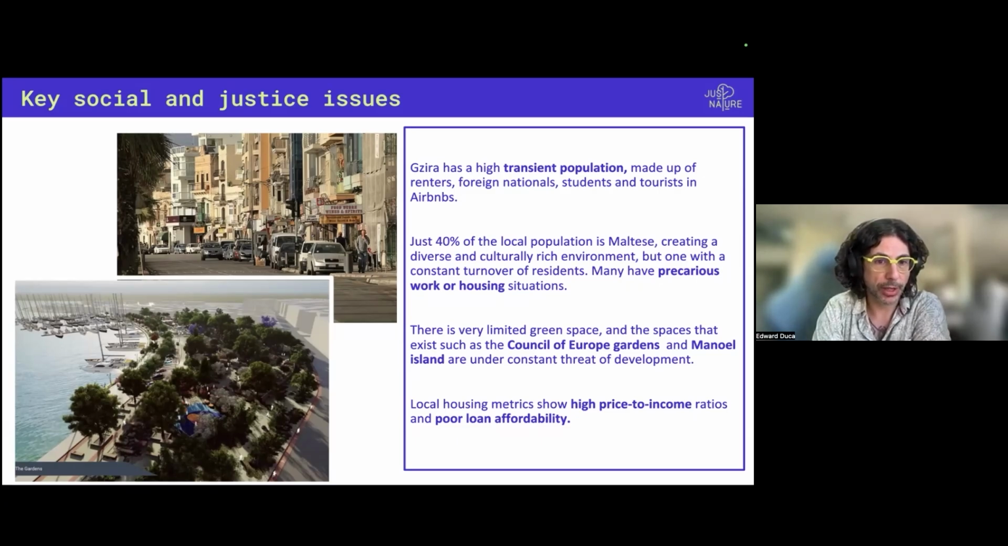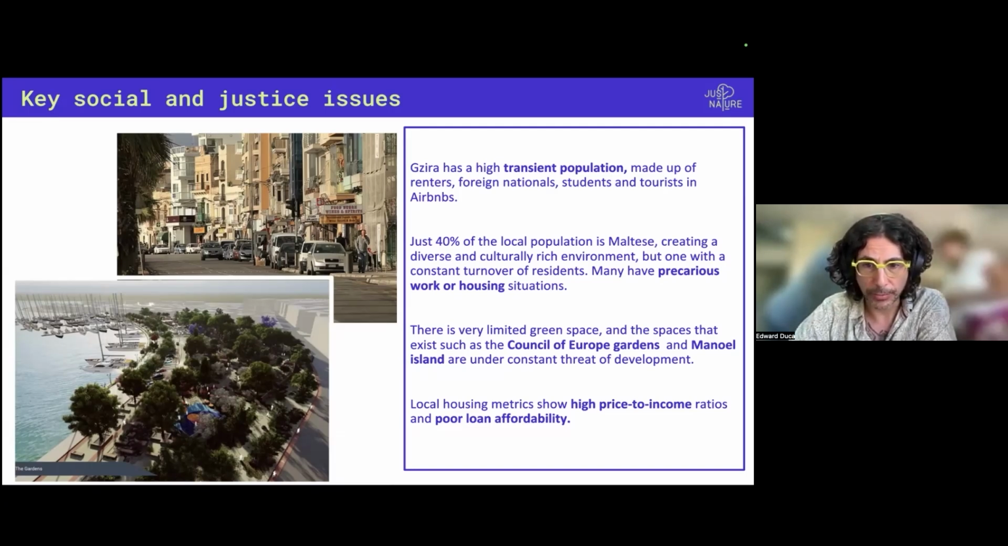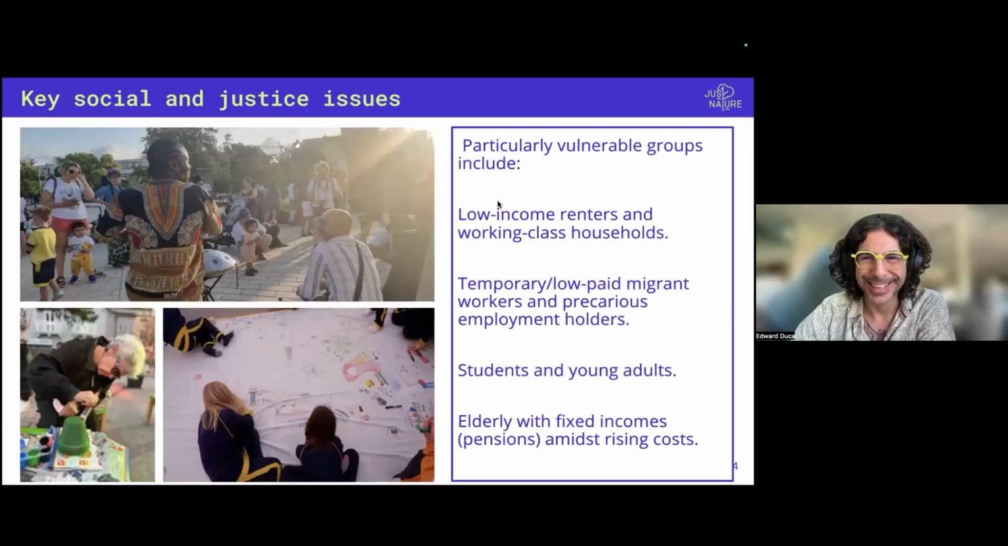Both of those areas have been threatened with development. There is a current development in the Council of Europe Gardens, but that is limited to the marina area. There was a petrol station that was going to be built in the middle of the garden. Thankfully, the local council managed to prevent that. And also Manuel Island was going to be quite substantially built up with over 100 apartments and commercial sites. But currently that has also been managed to be stopped. So some good outcomes at least.